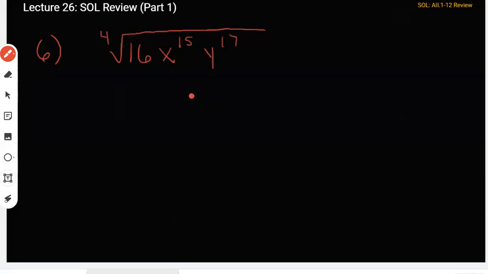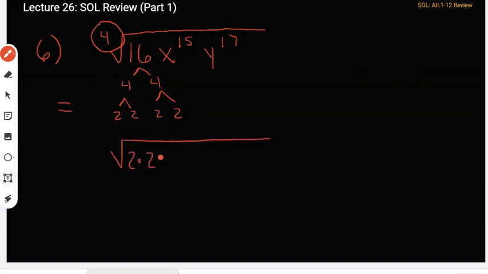Okay, so what I could do is break up the inside into groups of 4, because that's what my index is. So I know that 16 is going to be 4 times 4, and I know that 4 is 2 times 2. So I can break both of these up into 2 2s, which means at the very end, I'm going to have 4 2s together. So I'm going to have 2 times 2 times 2 times 2. I'm going to have 15 x's, and I'm going to have 17 y's.